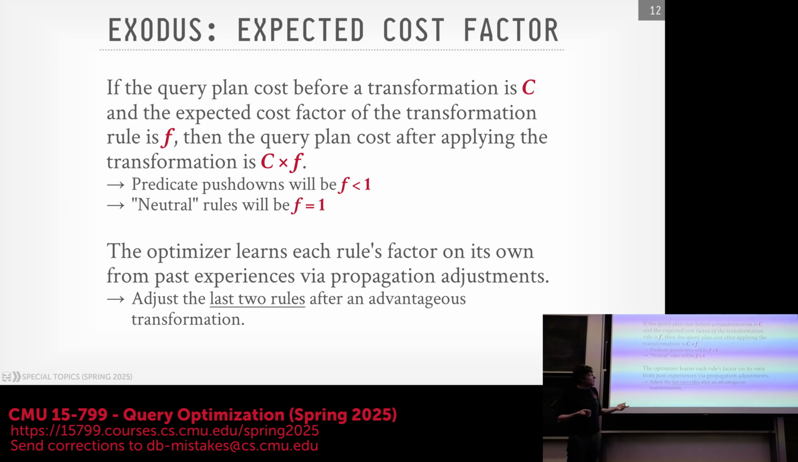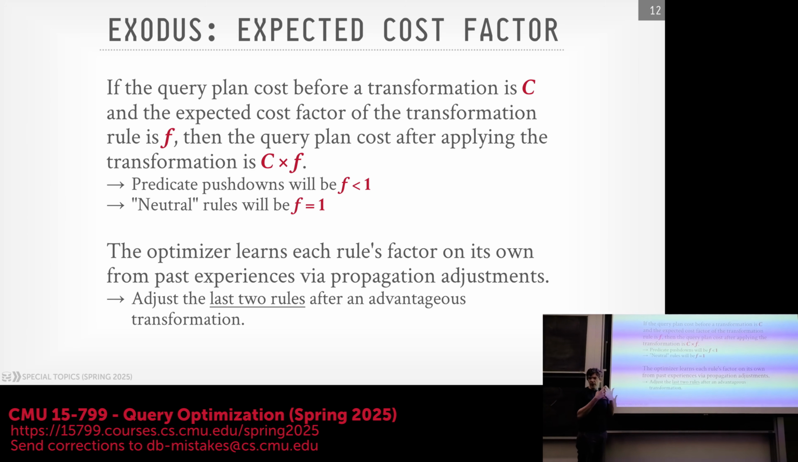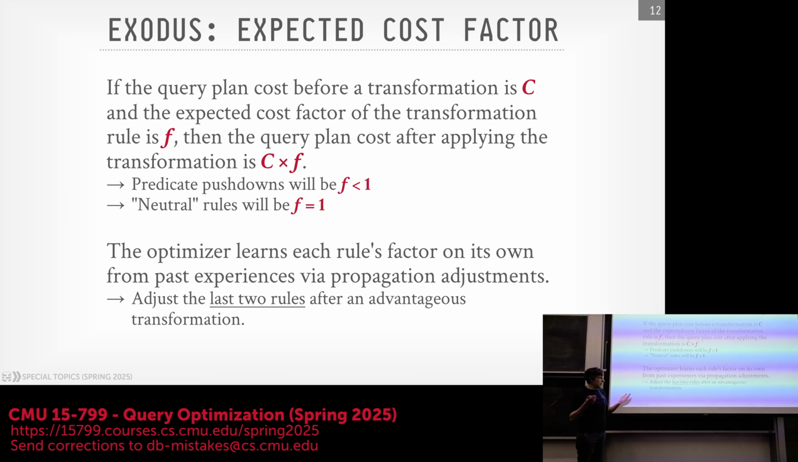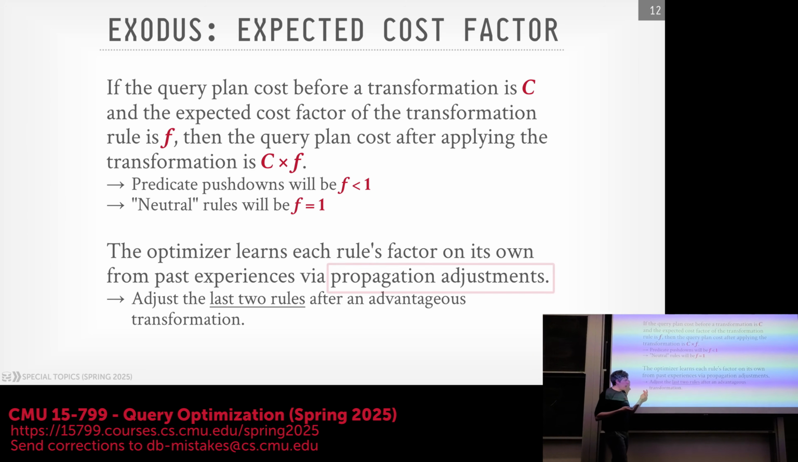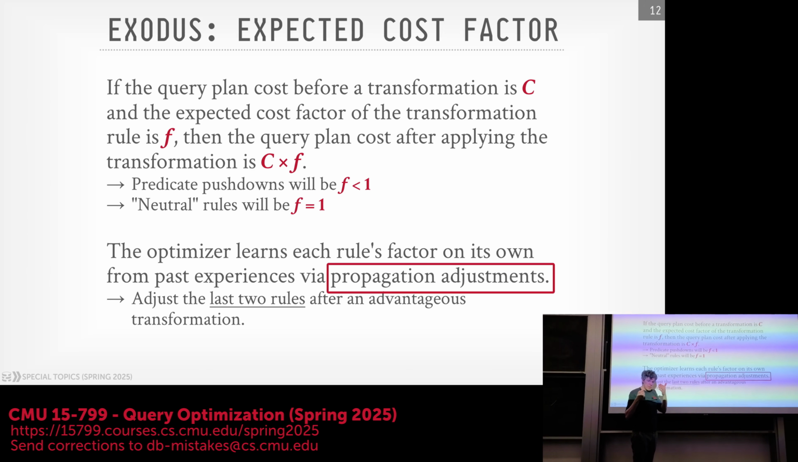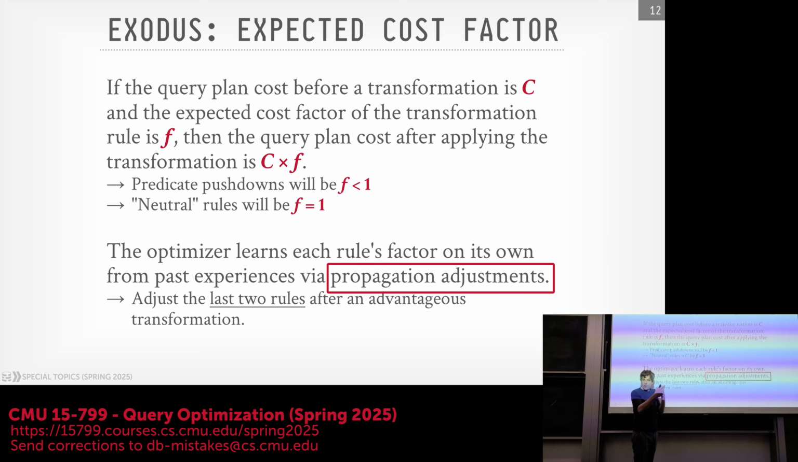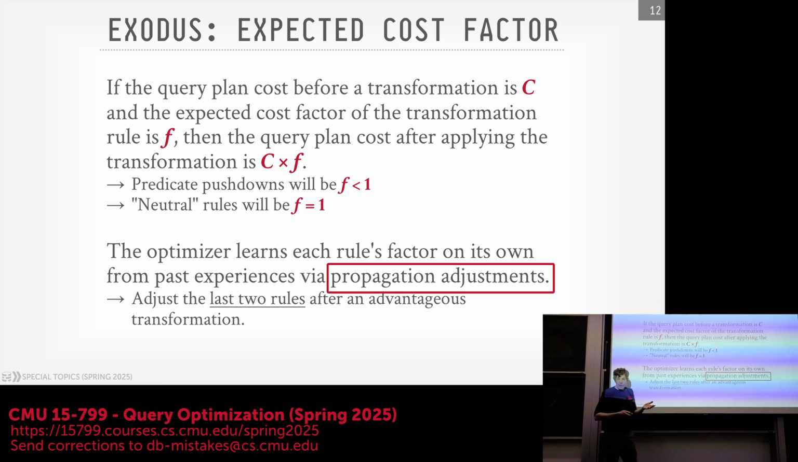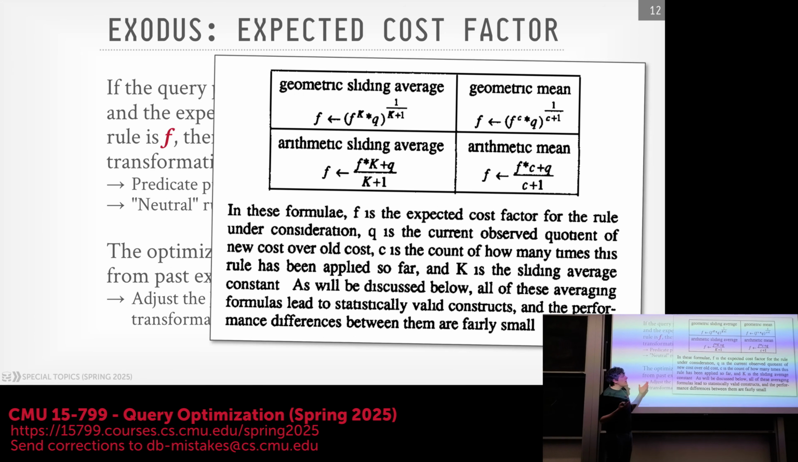So rather than just going to the cost model always and asking, okay, what's the benefit I'm going to get for this transformation, they're going to try to learn what that benefit's going to be and apply what they call a propagation adjustment. The idea here is, again, I want to keep track of the last n number of times I've applied this transformation rule and what benefit I actually got from it. And they have a bunch of different formulas, different ways you could calculate this, where one could be just take the sliding average across the last k number of times you apply this transformation, right?